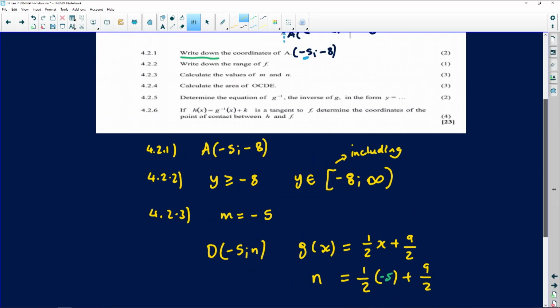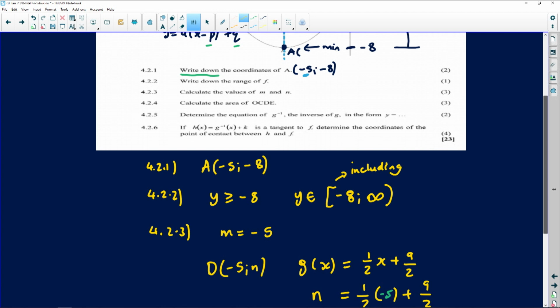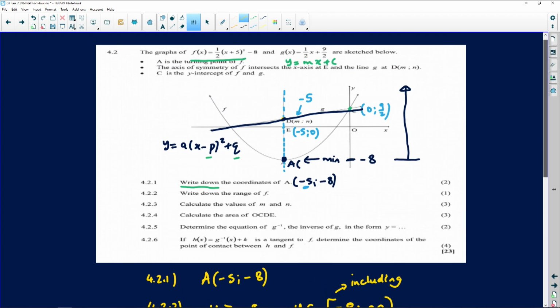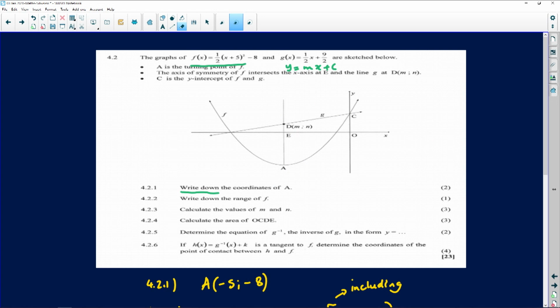Right. So the next question, which is question 4.2.4, is actually very interesting. We're asking you to calculate the area of OCDE, okay? Calculate the area of OCDE. Now, allow me to remove what I have here so that the diagram is a bit cleaner and then you guys can see the analysis with me.